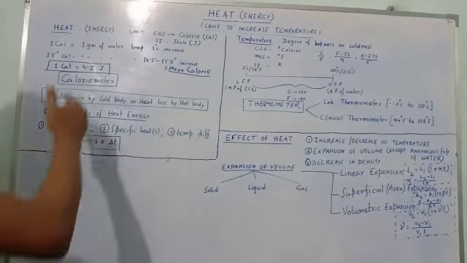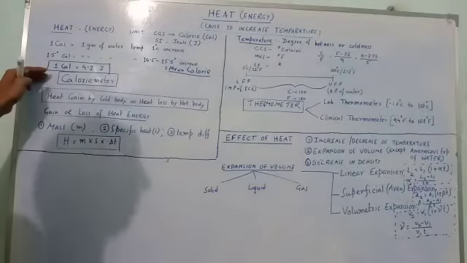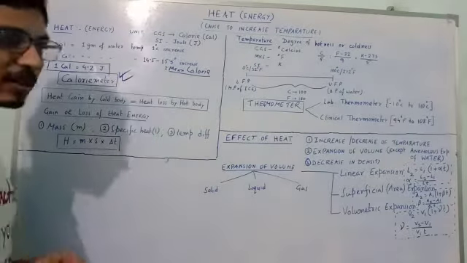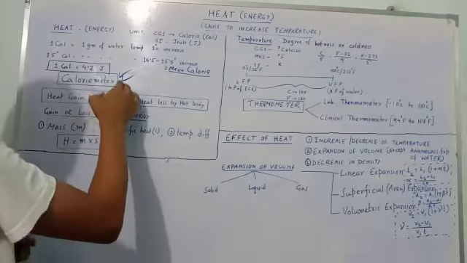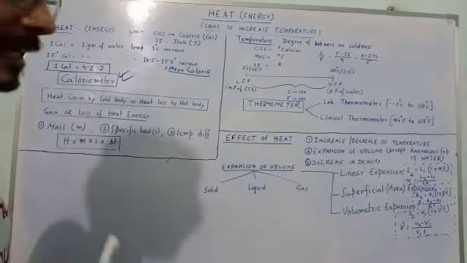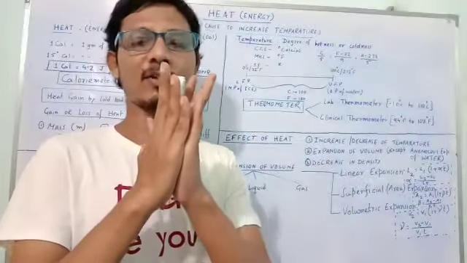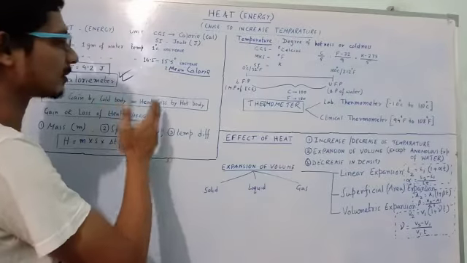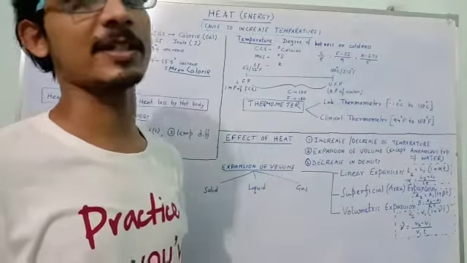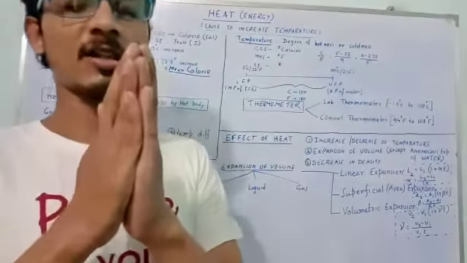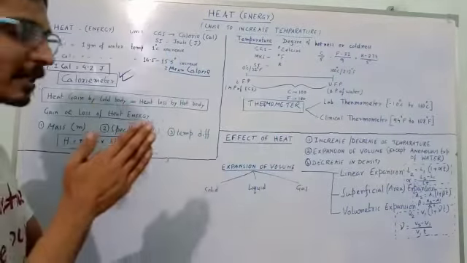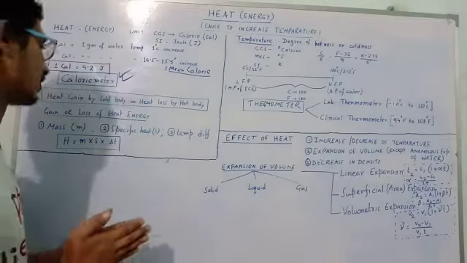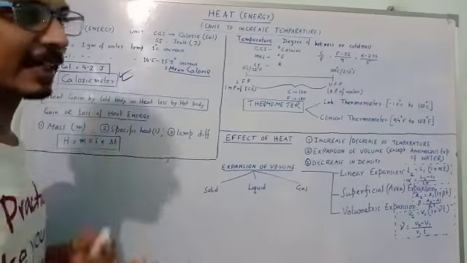Now this amount of heat is measured with the help of an instrument called a calorimeter. The principle of calorimeter says that if two objects, one hot and another cold, are in close contact, the amount of heat gained by the cold object is always equal to the amount of heat lost by the hot object.